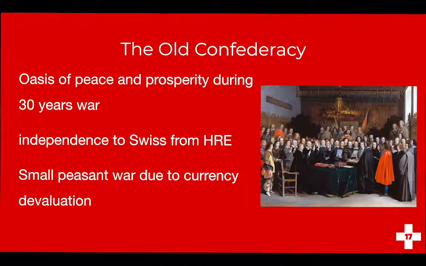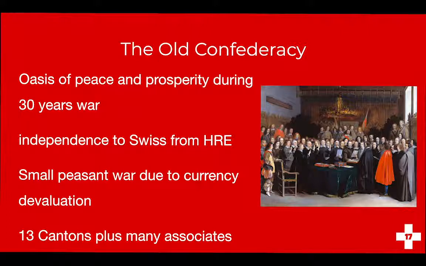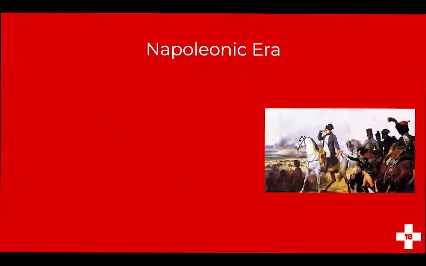And during this period, they get more cantons and some of what they call associates of the Confederacy. The major associate, the most important one, is probably the city of Geneva, and also the city of St. Gallen as well. But this is around the time after the Treaty of Westphalia that Geneva joined the Confederation as this associate member.